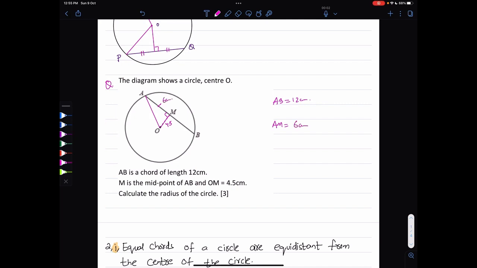If this is 6 centimeter and OM is 4.5, then to calculate the radius of the circle, which is represented by OA, you can just use Pythagoras theorem. That's going to be the square root of 6 squared plus 4.5 squared. That is simple Pythagoras theorem. If you calculate this, you are going to get 7.5 centimeter. So that was the first property.